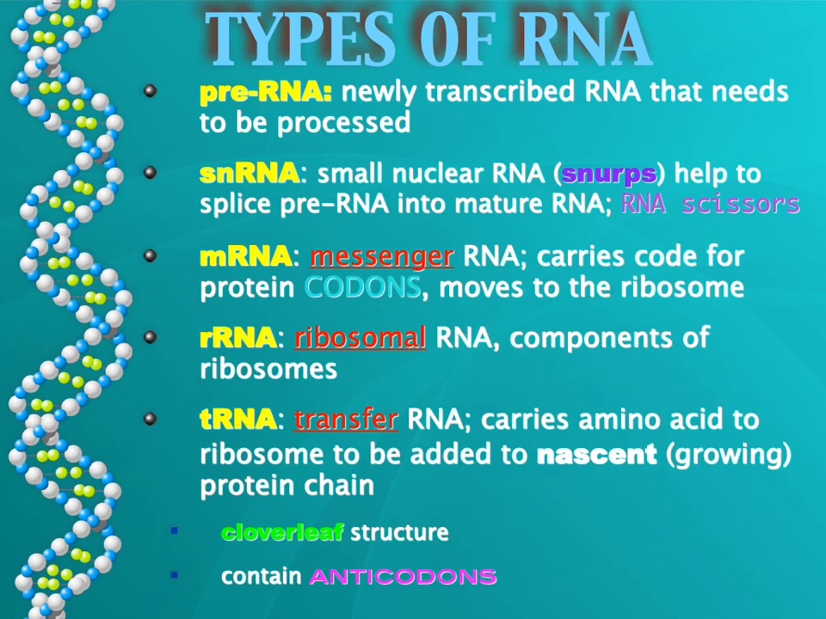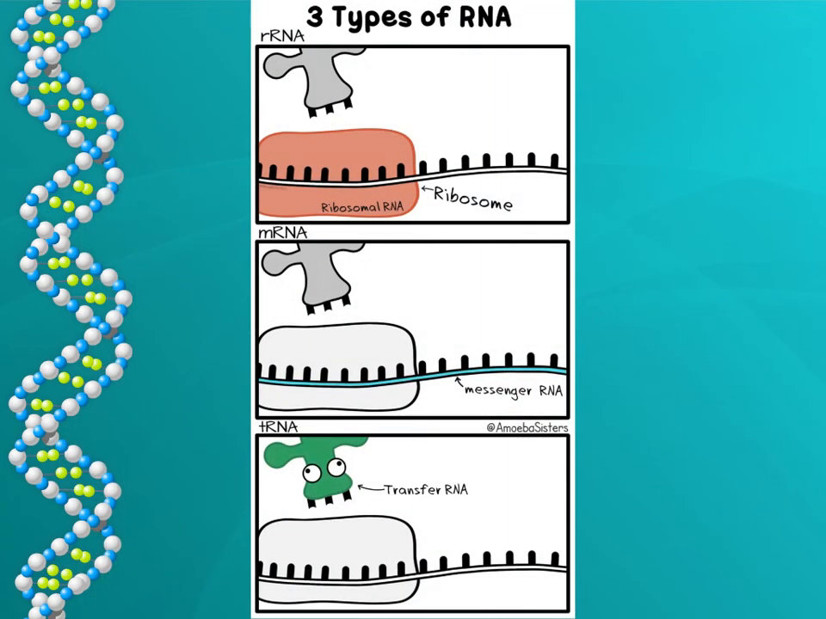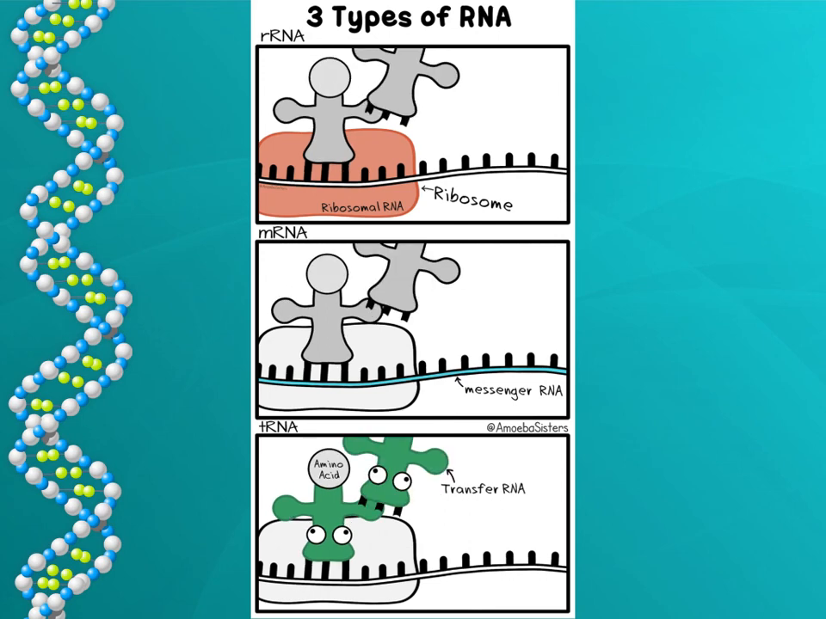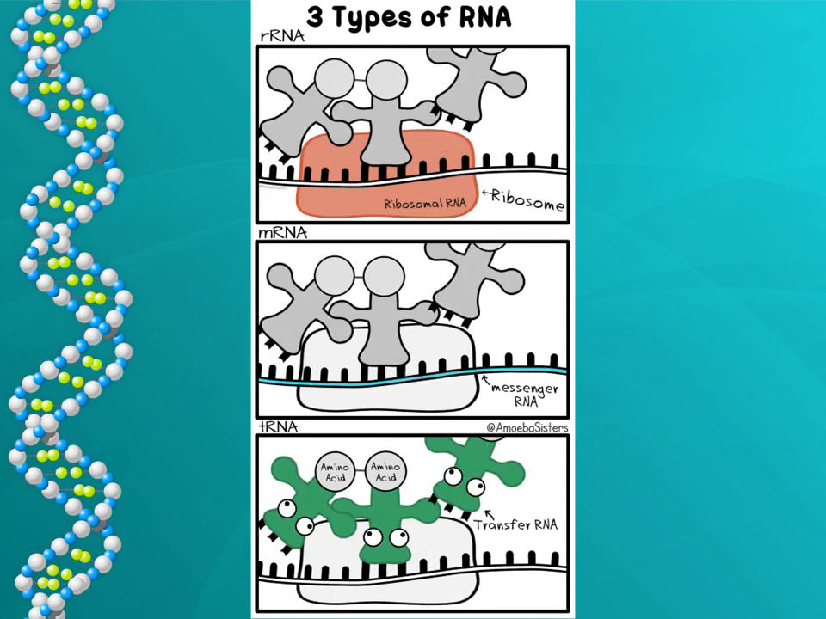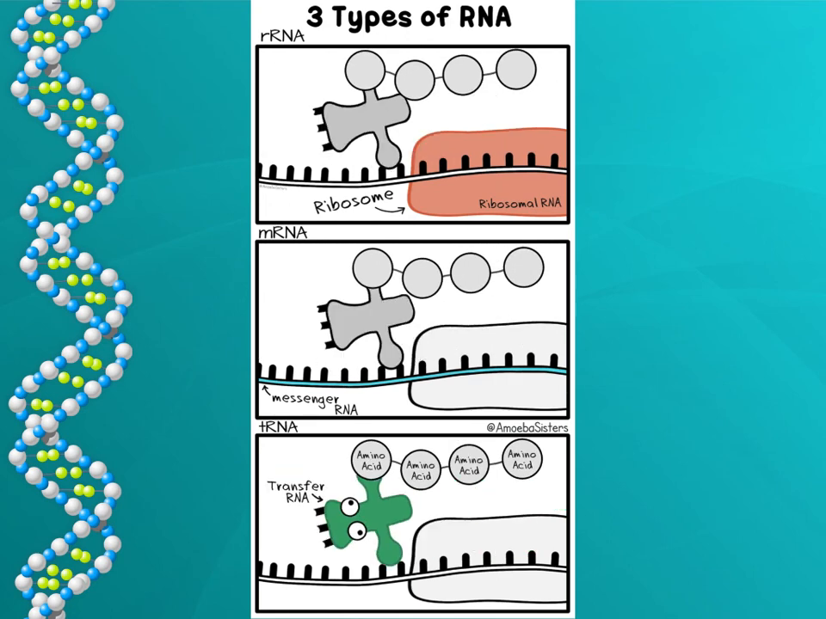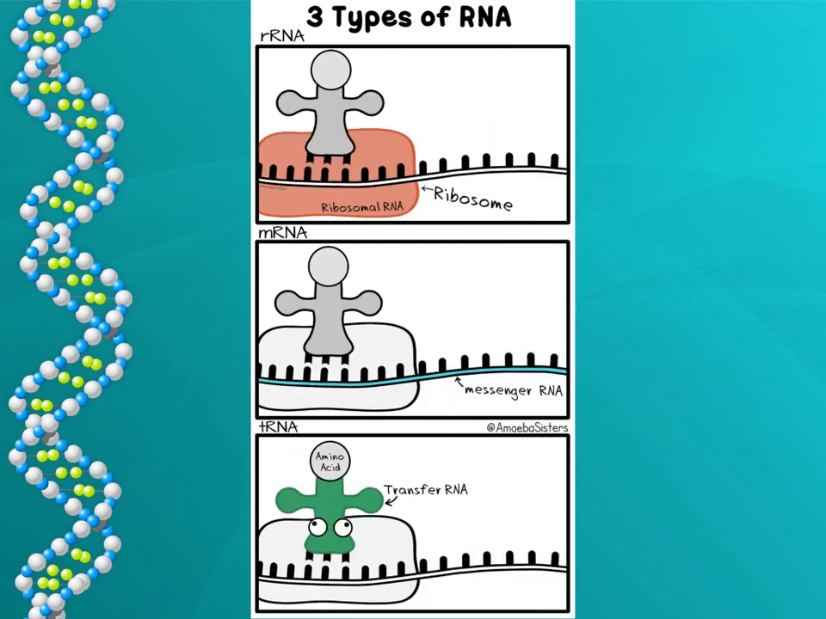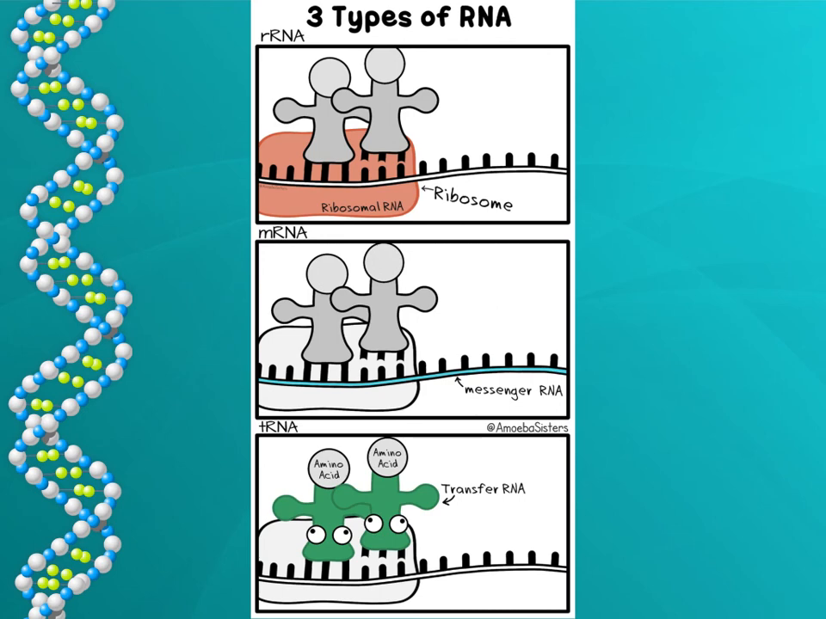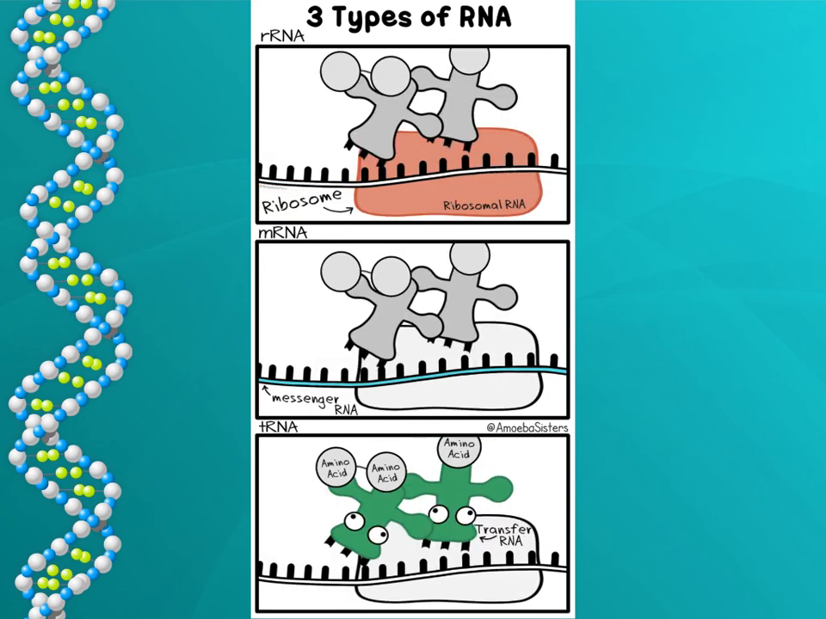They have a clover structure, and they don't have codons. They have the match to them, the complementary match. That's called an anticodon. Here are your 3 types of RNA. Top one has the ribosome. It's the large orange blob. The middle one has the messenger RNA, and that's the strand near the bottom. And the tRNAs are those goofy-looking green things that keep popping in.